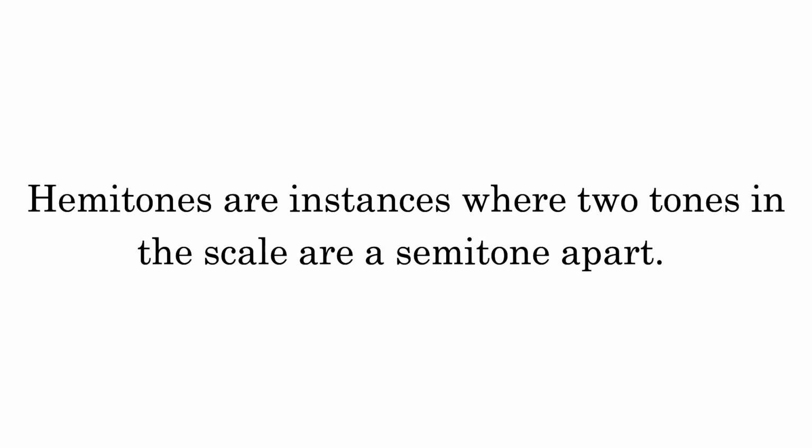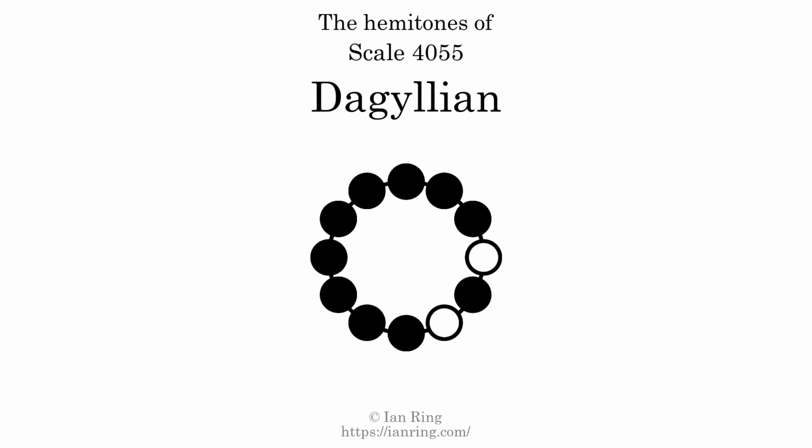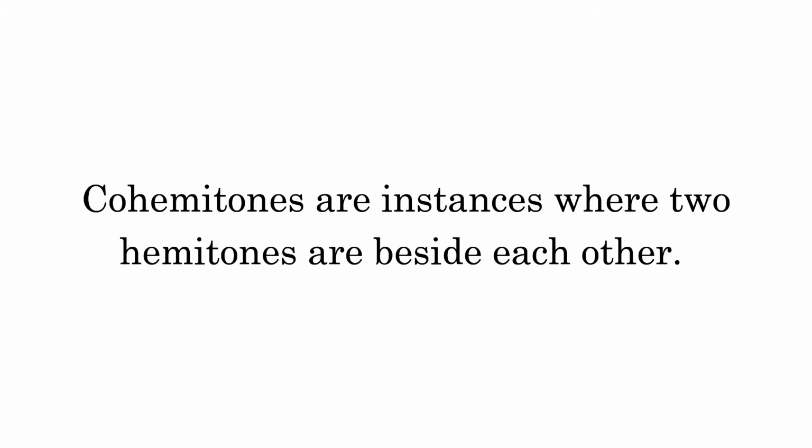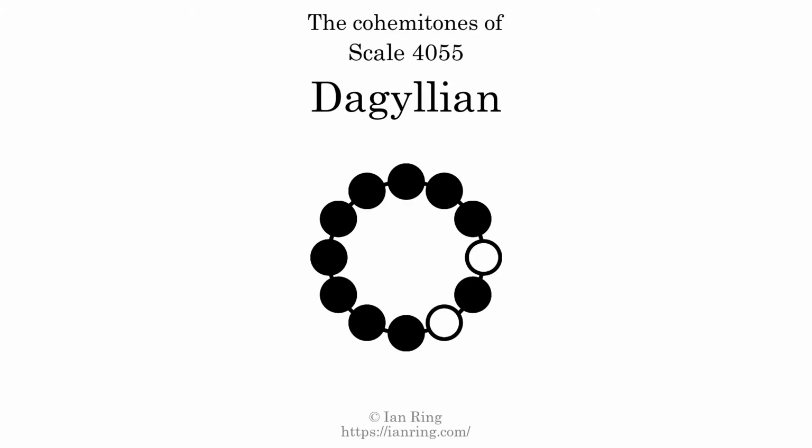Hemitones are instances where two tones in the scale are a semitone apart. This scale has 8 hemitones. They are at positions here, here, here, here, here, here, here, and here. Cohemitones are instances where two hemitones are beside each other. This scale has 7 cohemitones. They are at positions here, here, here, here, here, here, and here.